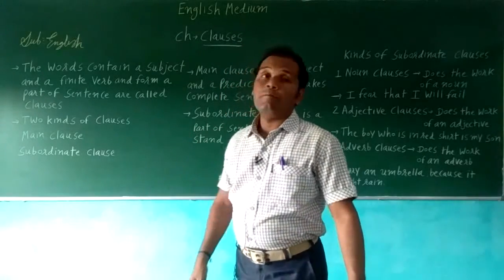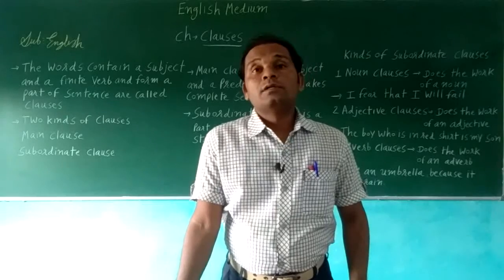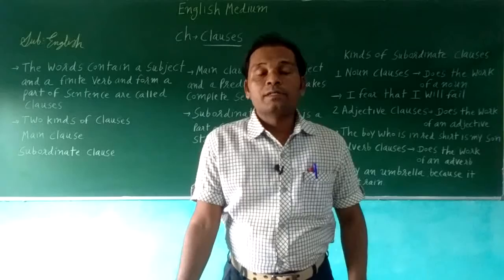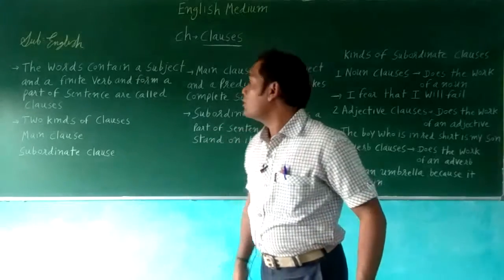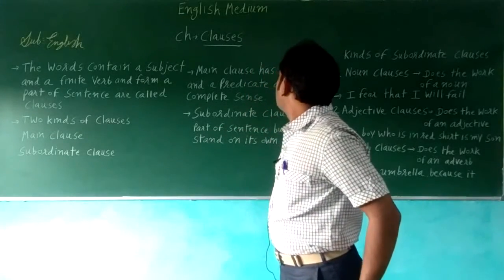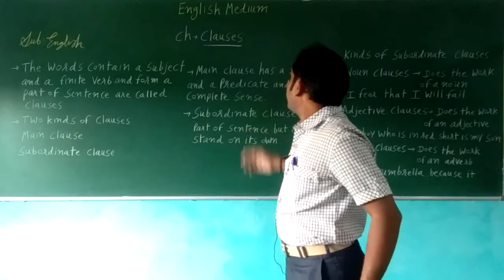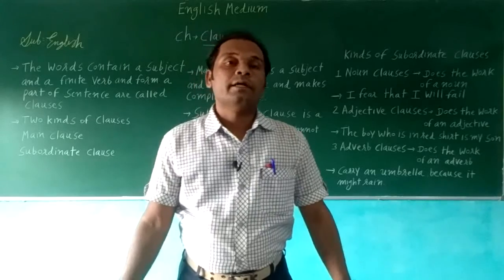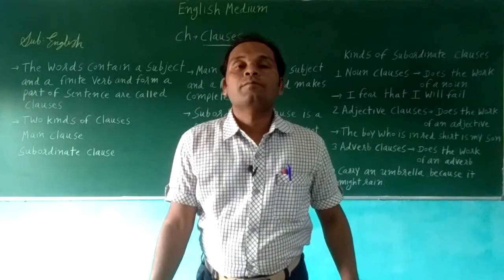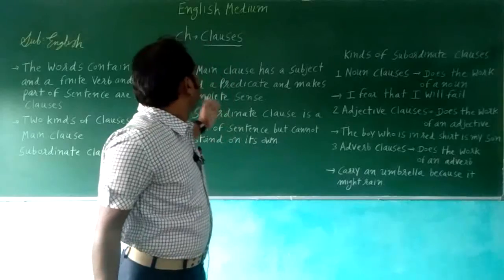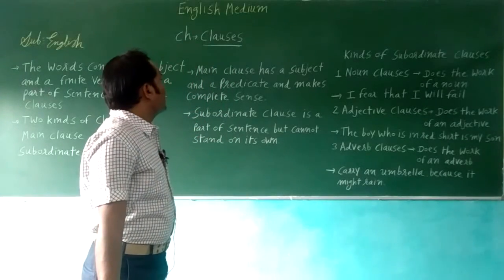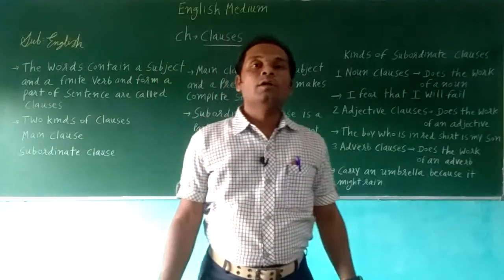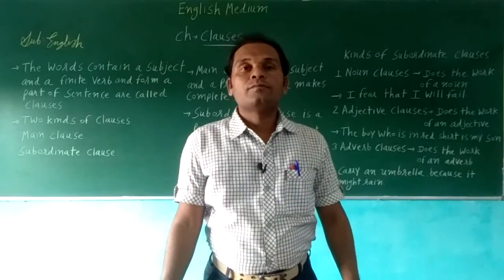Now we'll see the main clause. A clause that has a subject and a predicate and makes complete sense is called a main clause. The main clause has a subject and a predicate and makes complete sense.